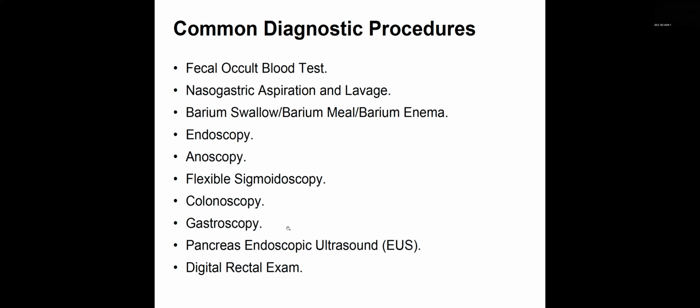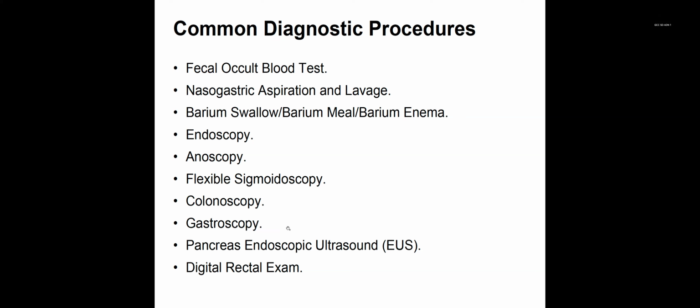Nasogastric aspiration and lavage. This is a procedure where they use a tube to remove stomach contents or wash out the stomach. Barium swallow, barium meal, or barium enema. This is an imaging test using barium contrast to visualize the esophagus, stomach, or the intestine via X-ray.